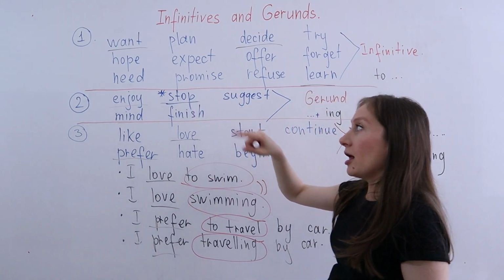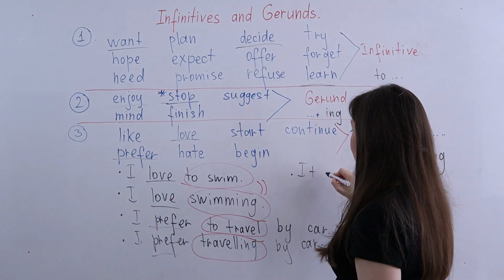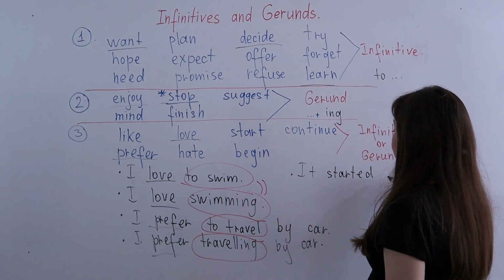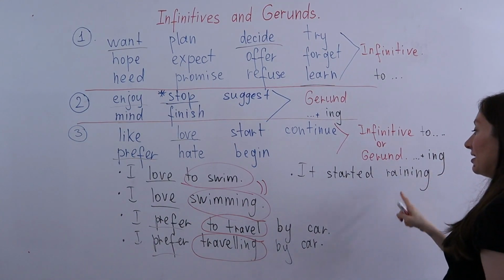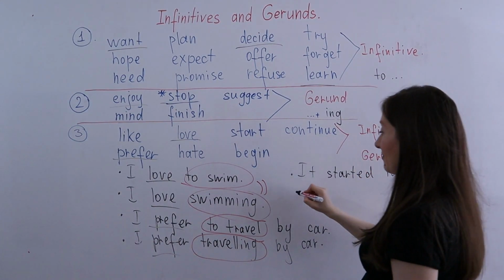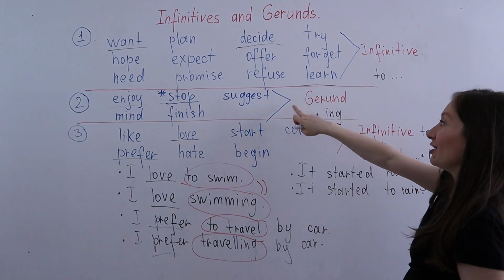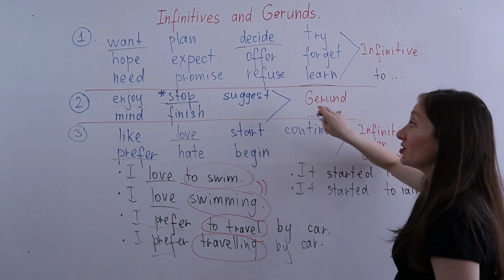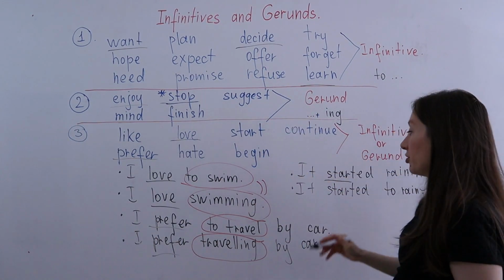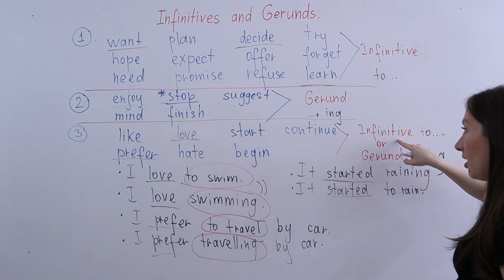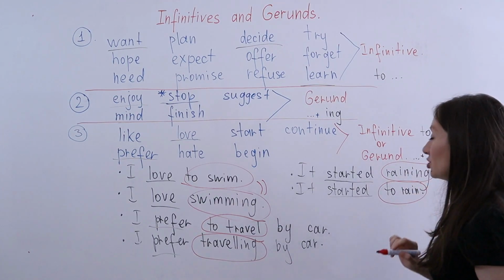It stopped raining. Let me write the example about rain. For example, it started raining. It stopped raining. It started raining. Gerund raining. Plus you can also use infinitive. You can say it started to rain. But here you can't say it stopped to rain. It stopped raining. It started raining, it started to rain, because this is a verb from the third group of verbs that we can use with both infinitive or gerund. So I hope you can differentiate now what it means, infinitive or gerund.